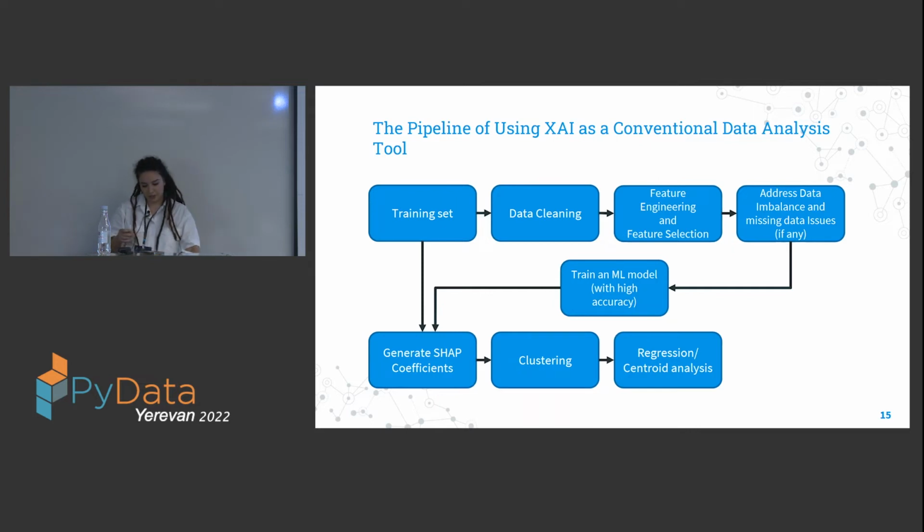After training the model and cleaning the data set, we feed the clean data set and the trained model to a SHAP algorithm, and it generates the coefficients matrix the same size as the matrix we fed it.